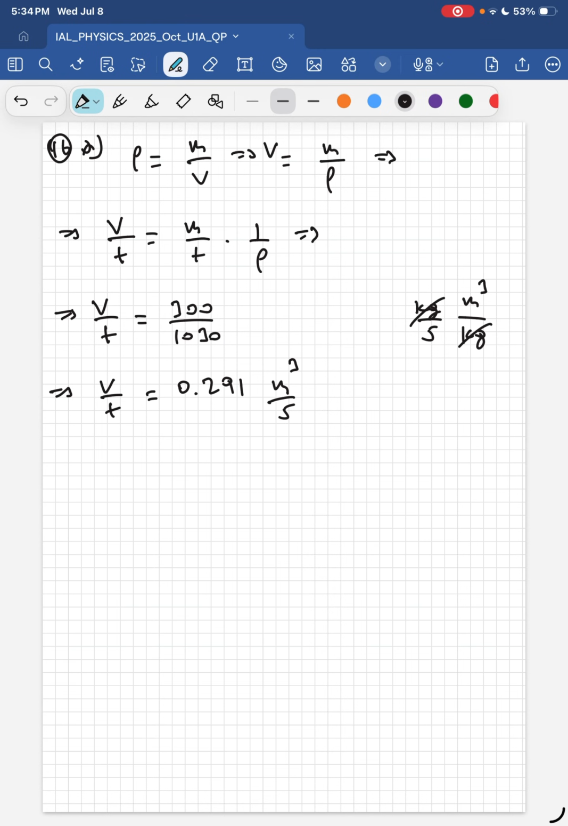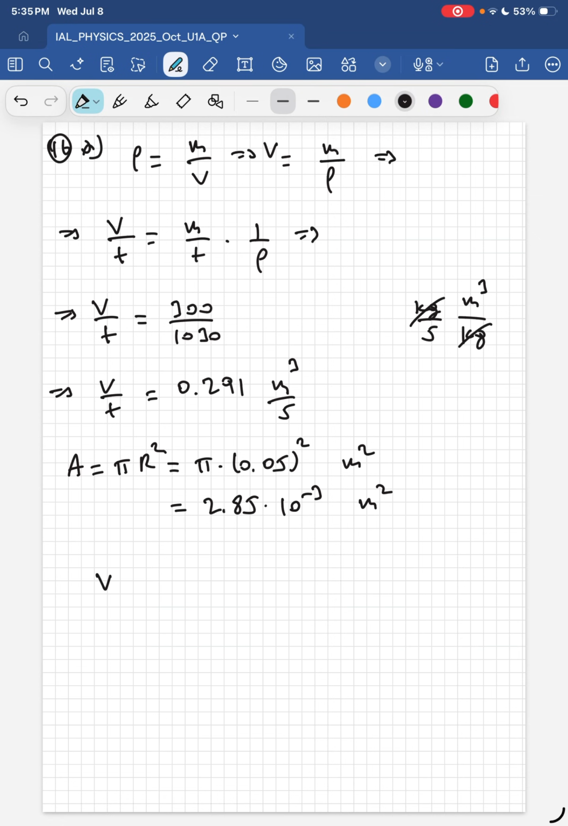Okay, now let's find the cross-sectional area of the pipe. So the cross-sectional area is pi r squared. So pi times 0.05 squared meter squared. So we find 2.85 times 10 to the negative 3 square meters.